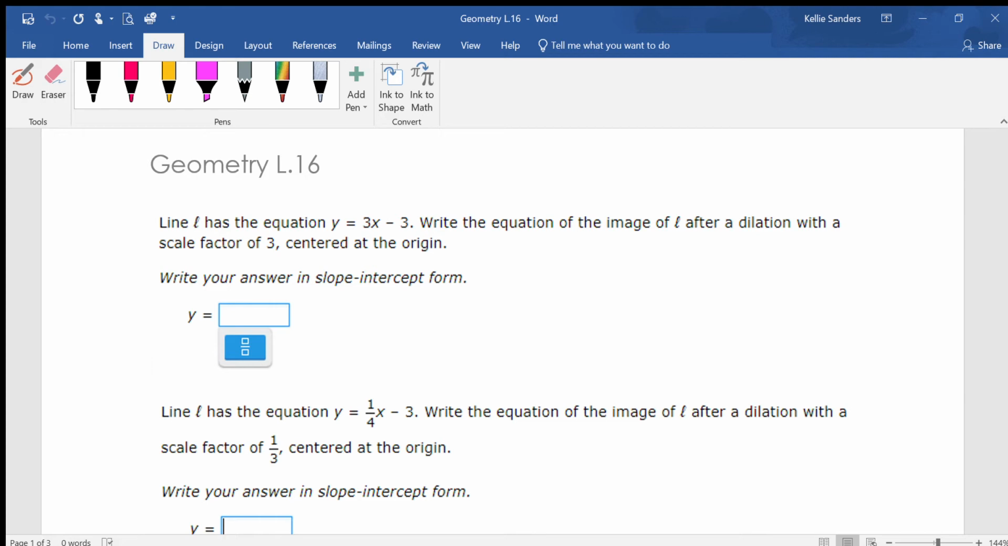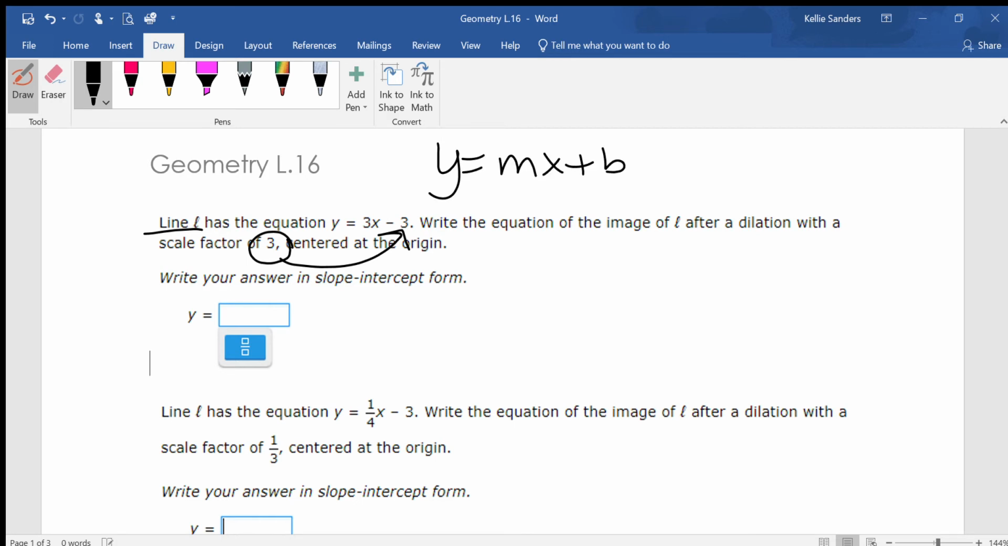So what we're going to do on this every time is take that scale factor, whenever we're talking about lines, and that's all we're going to talk about in this lesson, and multiply it to your b. Remember, y equals mx plus b. You're just going to take that to the b. So you're going to keep the 3x. Here's your answer. It already has the y equals. So you bring down the 3x, and what's a negative 3 times 3? Negative 9.